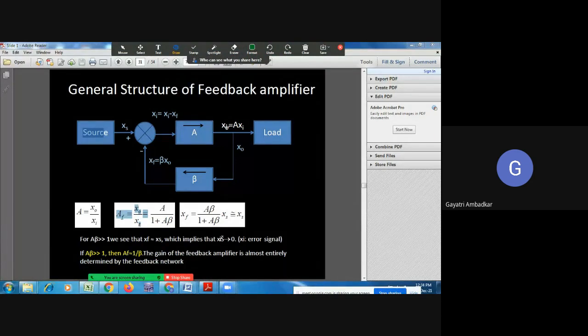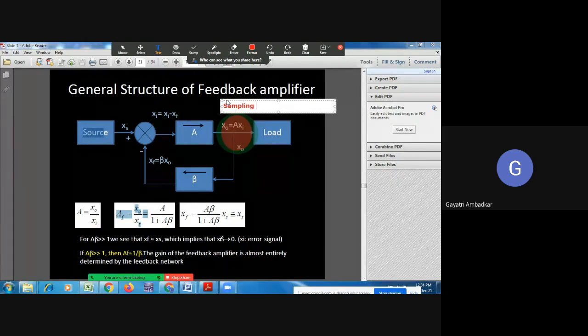This is output side. At this side, what happens is sampling. Sampling means taking part of output. So either you can take voltage or you can take current. So the sampling is happening here. इथे sampling होतं. कुठे होतं sampling? Output ला. Okay, what you can sample? Either voltage or current.